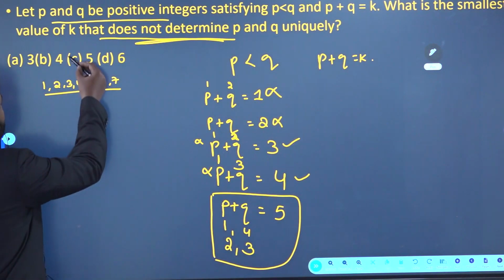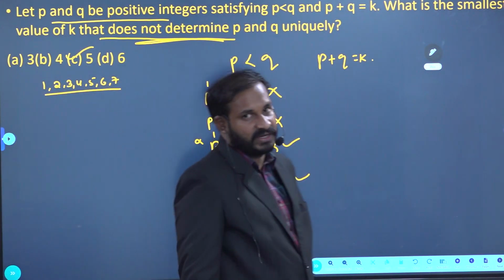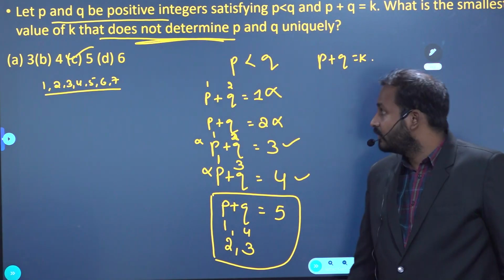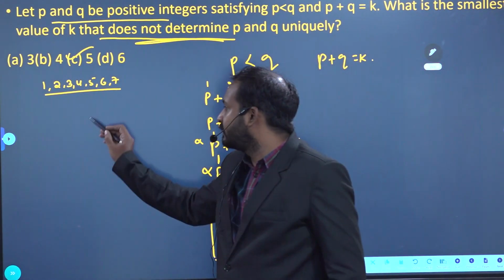So, what is the value of k? The minimum value of k is 5 for us here. They are asking us the minimum value, so I will take directly 5. Or else, if you have any doubt, do the option verification.